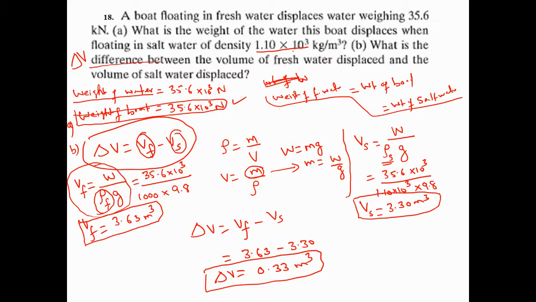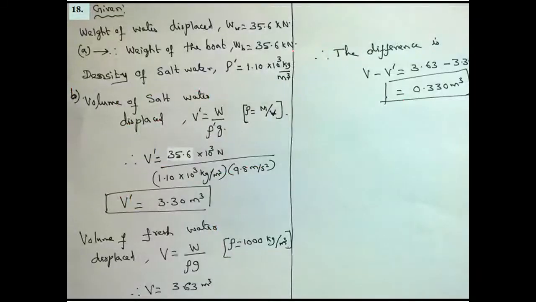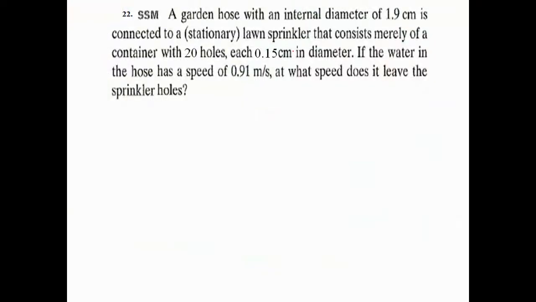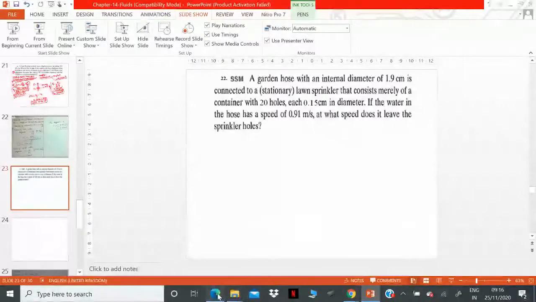Clear, doctor. Okay, let's come to our third question. What is given in the third question? Brother, listen carefully. The third question is also related to your equation of continuity. A garden hose with an internal diameter. Brother, what is the hose? Have you ever heard this word hose? Yes, we use it every day in the garden.